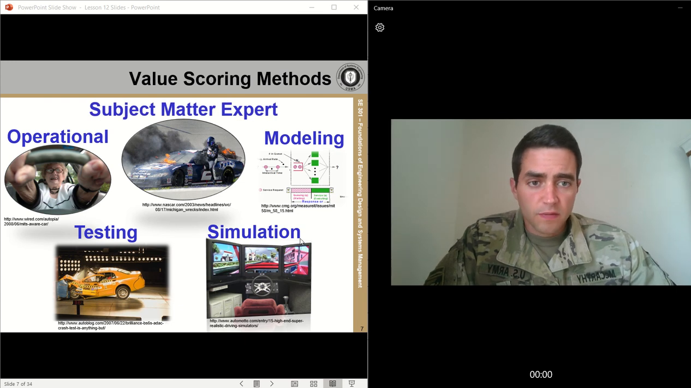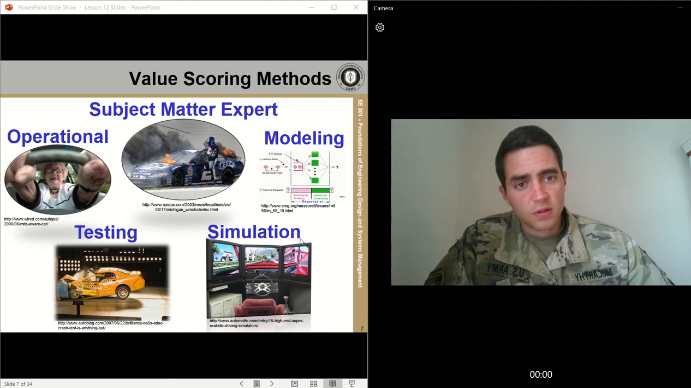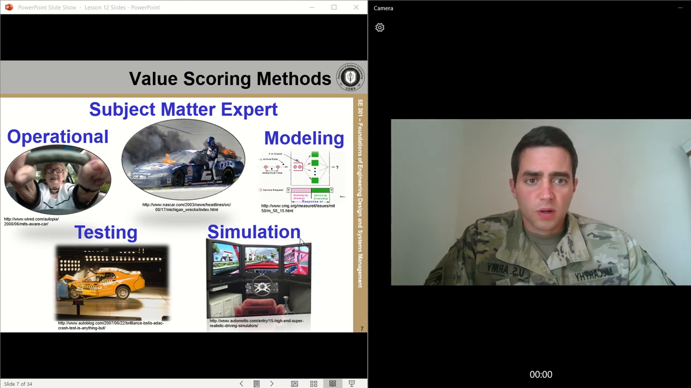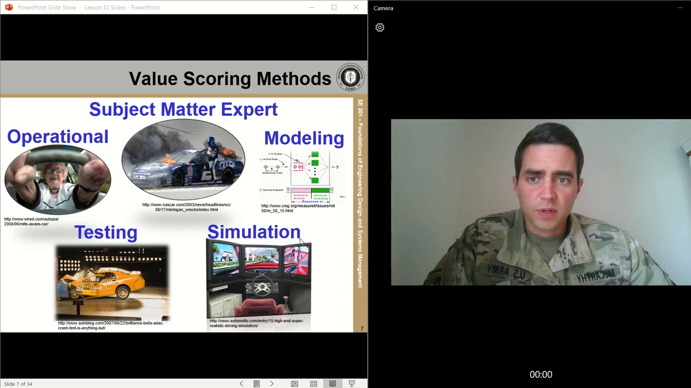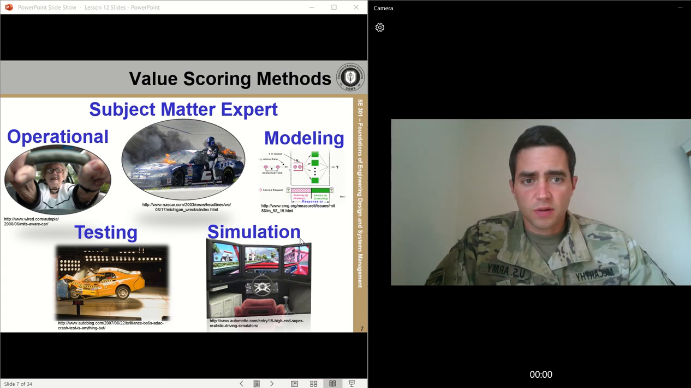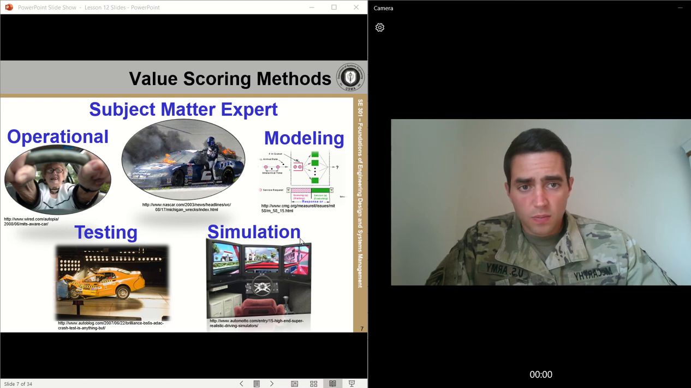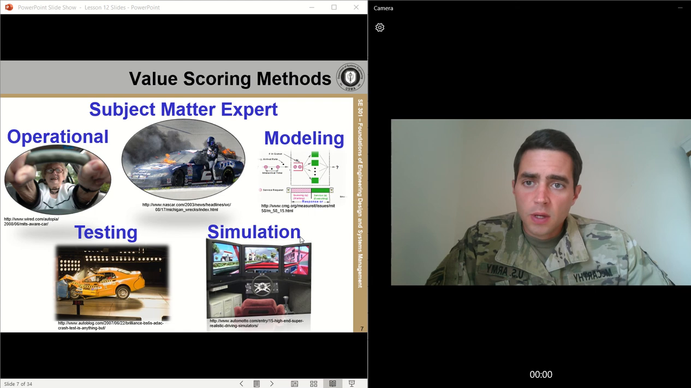So if we don't have information or we don't have data on a particular value measure that we need, we can always ask someone who is familiar with the system or similar systems, is familiar with that particular value measure, and we can say, hey, what's your best guess on what the time from 60 miles an hour to 0 miles an hour would be under these conditions? And that person would tell us. So those are the 5 value scoring methods that we use to gather data.